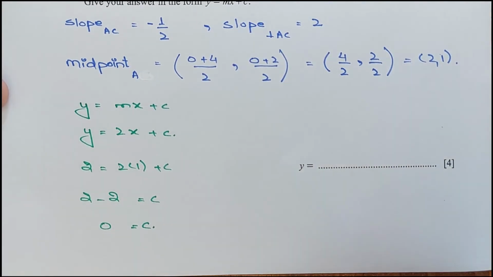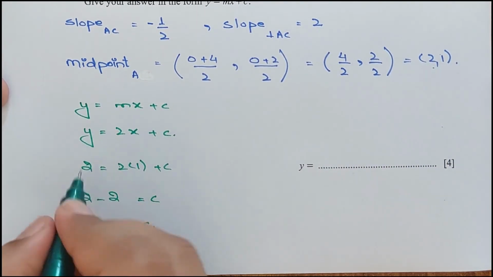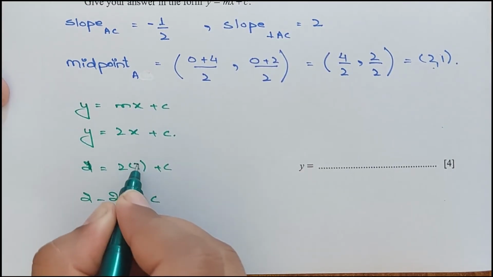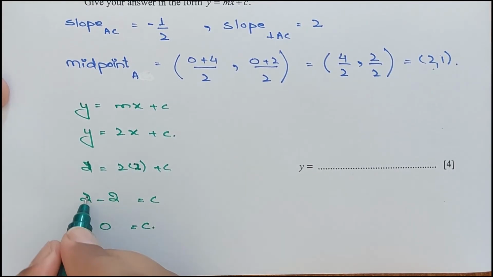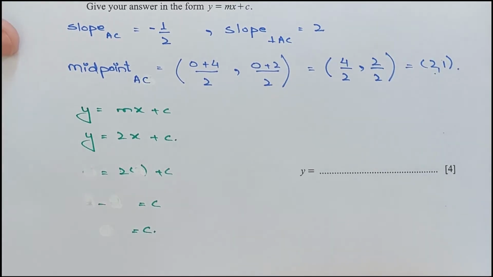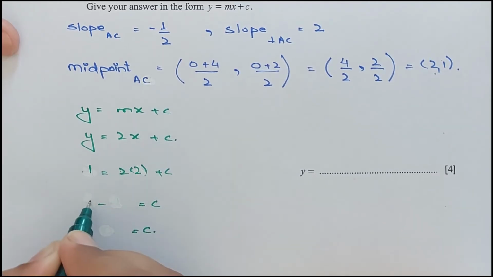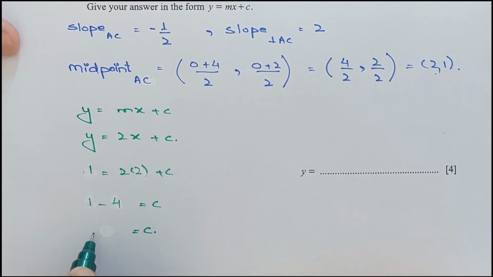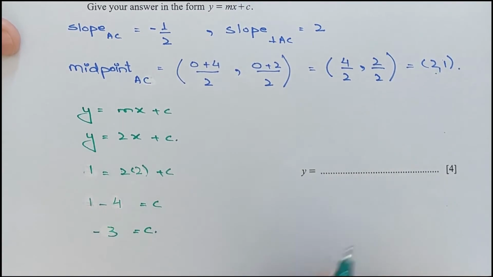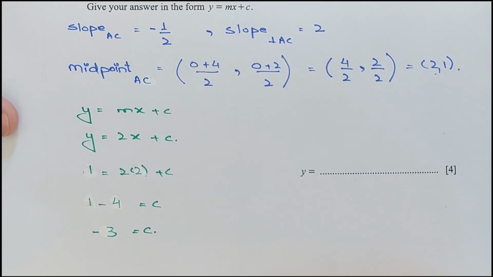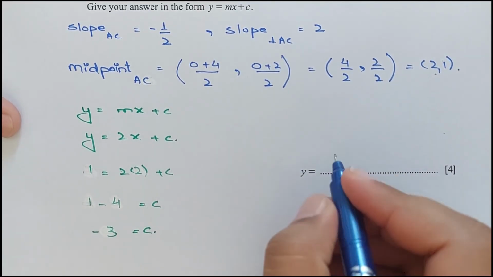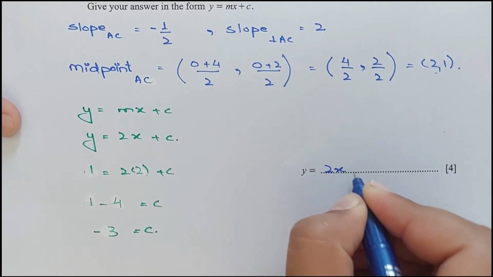Sorry, I messed up over here. x is 2 and y is 1. So y is 1 and x is 2, so 2 times 2 is 4. So 1 minus 4, this is negative 3. So the equation of the line that is perpendicular to AC is y equals 2x minus 3.